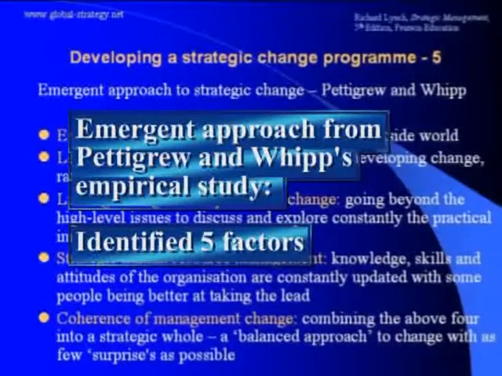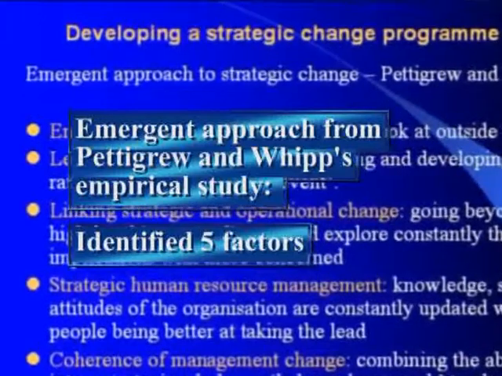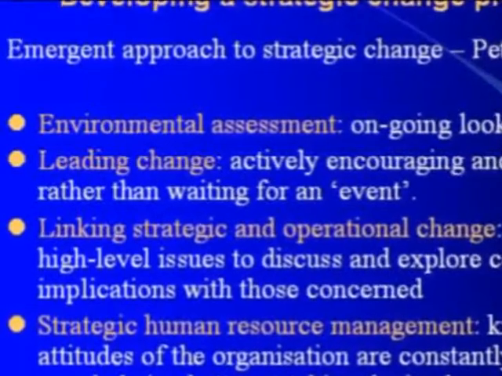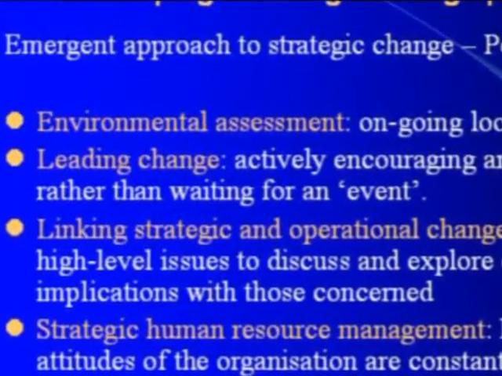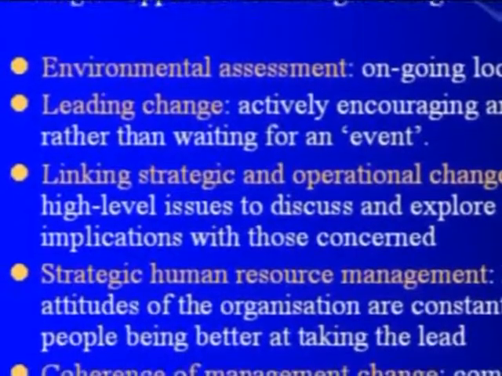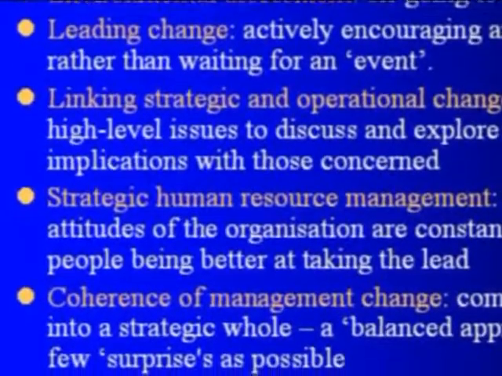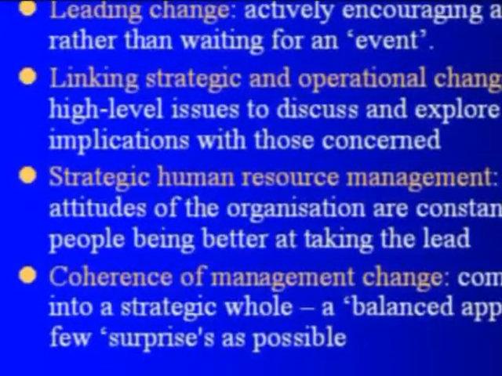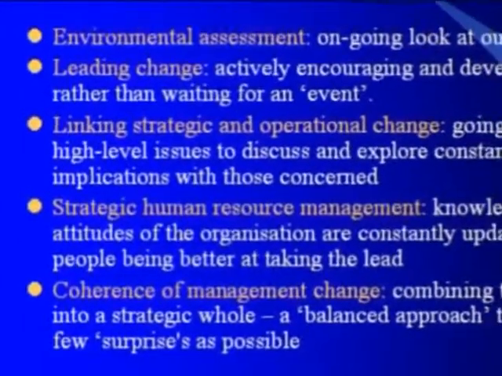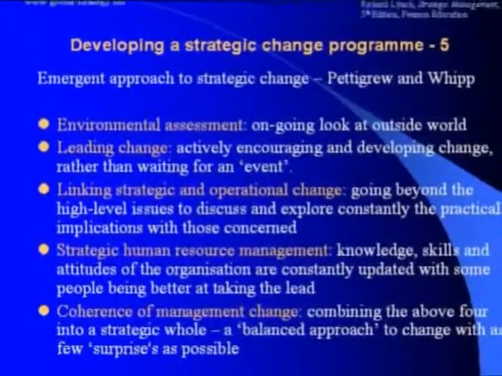Related to this, but different from it, Pettigrew and Whipp's empirical study of strategic change identified five factors in the successful management of the emergent process. These were environment assessment, leadership of change, the link between strategic and operational change, human resource aspects, and coherence in the management of the process. Emergent models of strategic change take a long-term approach and may have limited usefulness when the organisation faces a short-term strategic crisis.